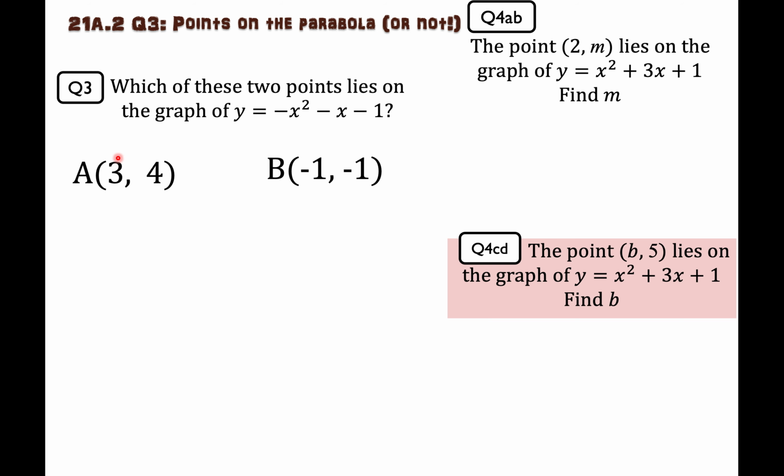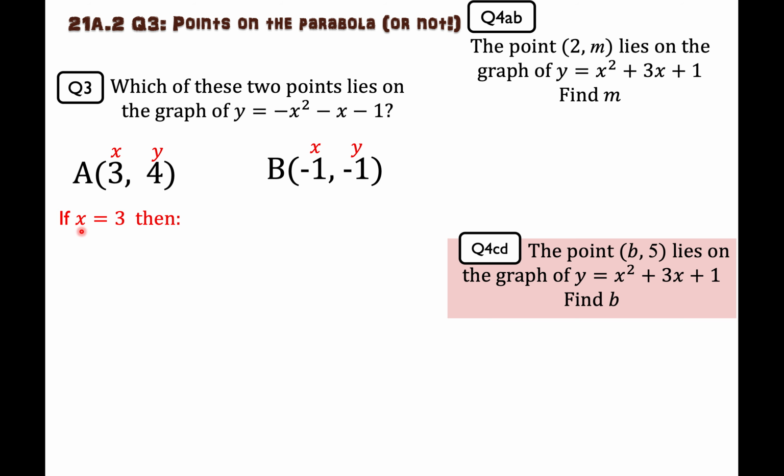What we can do is recognize that if we have a point, then this is the x, so x is 3, and this one is the y, so y is 4. And if these two numbers make the equation true, bingo bongo, this point is on that graph. Okay, so we know for this point that x is 3. So let's imagine a world where x is 3 and see what y would be.